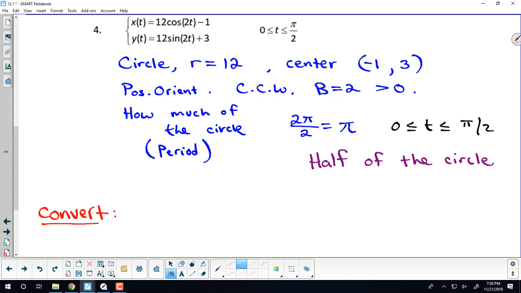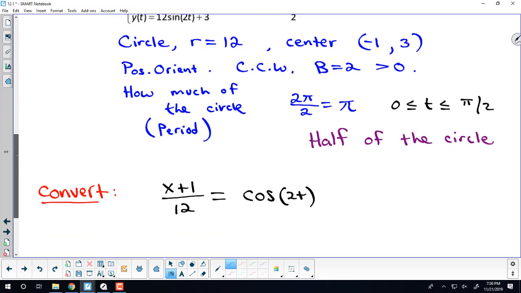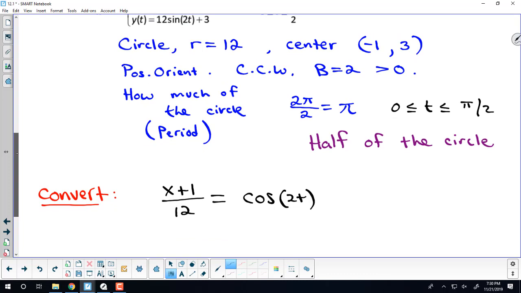Oftentimes they'll say eliminate a parameter, which is the same thing as converting into Cartesian. So again, all we're going to do there is solve for the cosine of 2t and the sine of 2t. So we have x plus 1 divided by 12 is the cosine of 2t. Similar thing for y minus 3 over 12 is sine of 2t.